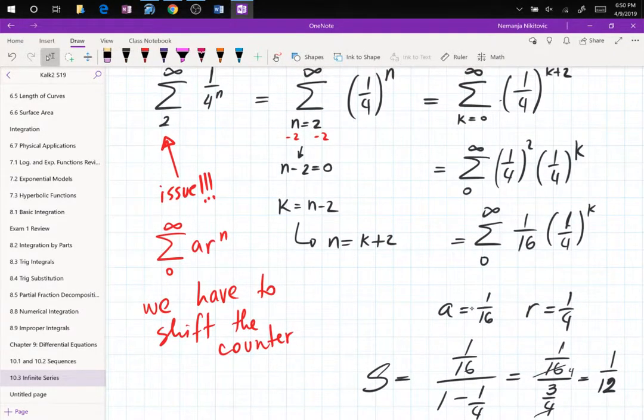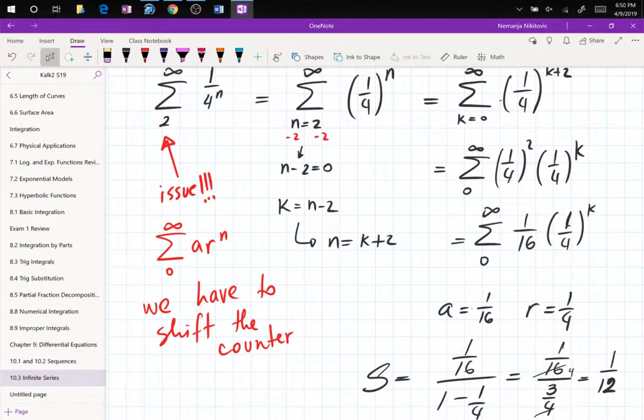This procedure is called shifting the counter, and you have to do it every time, for geometric series only. Maybe you want to write that down. You shift this counter to make sure that you have a 0 and that you have a single exponent so that you have a true representation of what A is. Your R didn't change. R is a quarter.